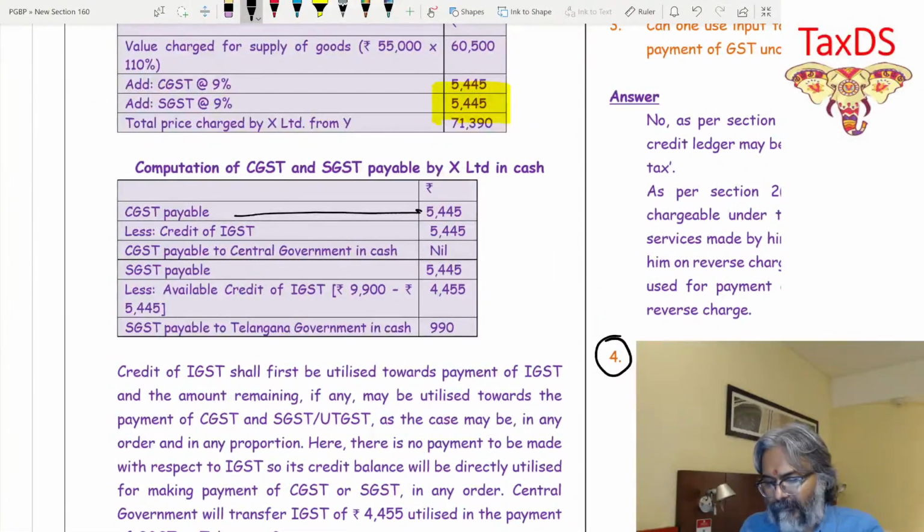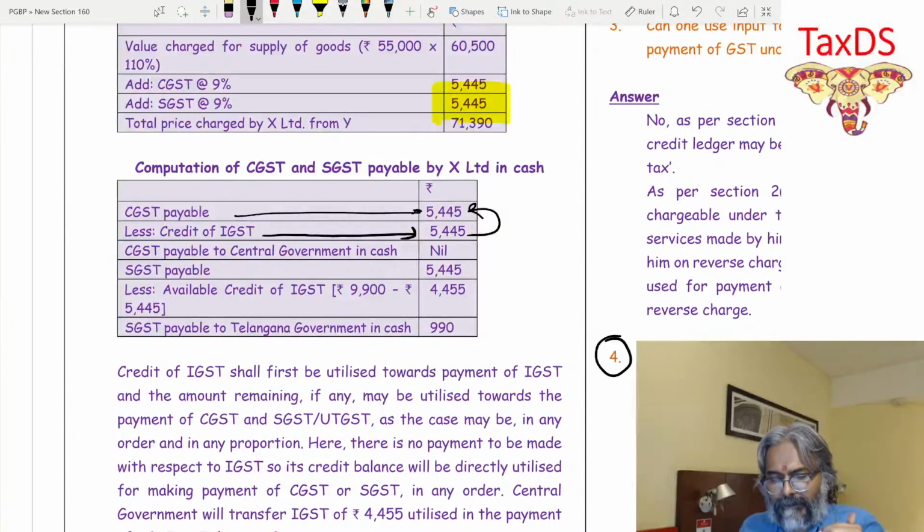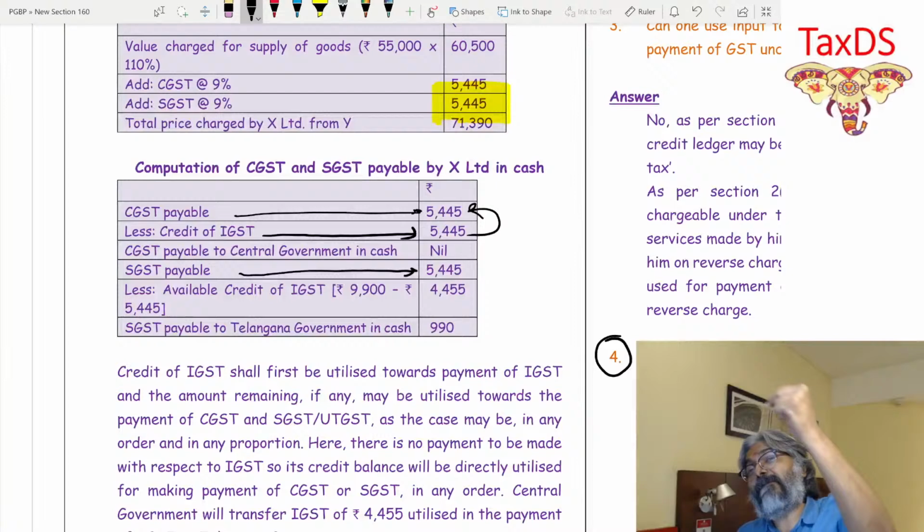CGST payable is 4,545. Credit of IGST, students. Be careful. Now to pay off this, can the credit of IGST be taken? Yes, it can be taken. So from the previous supply, he is getting the credit of IGST. So that credit of IGST can be used. Then the CGST liability of 4,545, can the credit of the IGST be used? Can the credit of the IGST be used to pay off the liability of SGST on the order food supply? Yes, it can also be done.